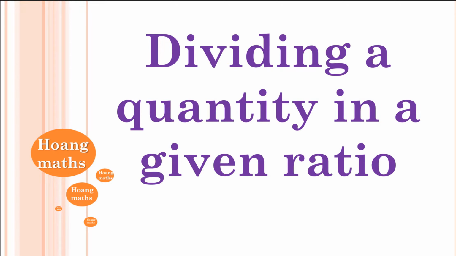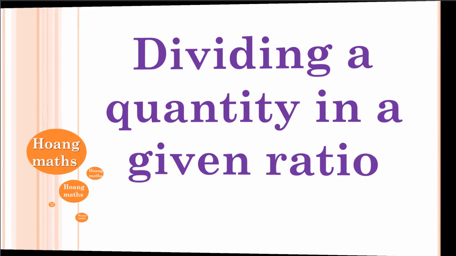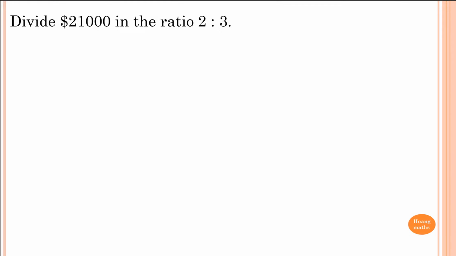Dividing a quantity in a given ratio. Let's have a look at this question here. Divide $21,000 in the ratio 2:3.